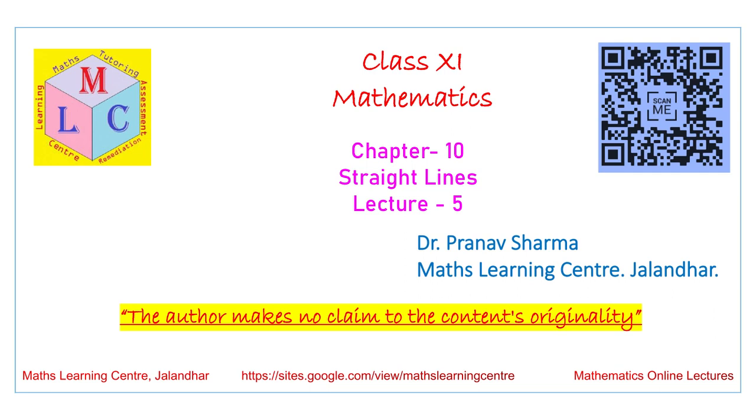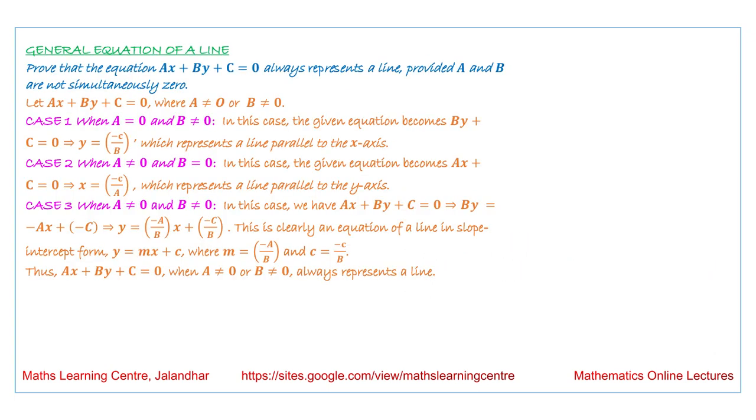We are going to start now lecture 5 of chapter 10, class 11th mathematics, straight lines. In this lecture we will talk about the general equation of a line. Any equation of the form ax plus by plus c is equal to 0 always represents a straight line. The condition we have is that a and b are not simultaneously equal to 0.